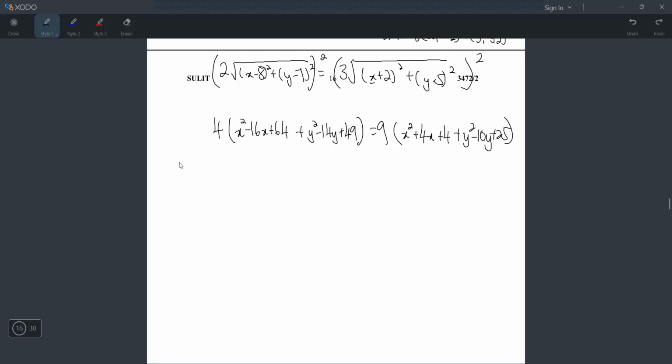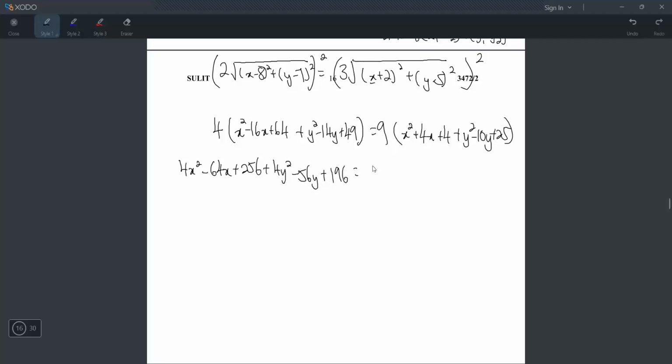Okay, now you expand. So 4 times x square, 4x square, 4 times 16, you use calculator, 64x. Oh, excuse me. 4 times 64, let's press. Okay, 256. And then here, times 4, 4y square. Here times 4, I think it's 56. Let's press. Yeah, 56y, and then 49 times 4. Okay, this is 196.